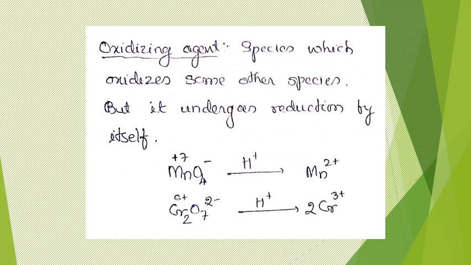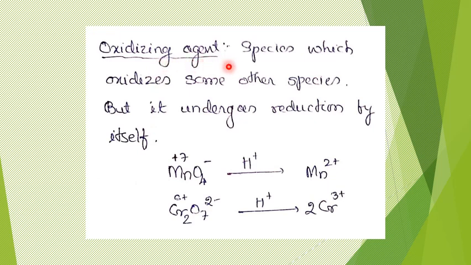Then we should know even this fact, what exactly is an oxidizing agent and what exactly is a reducing agent. An oxidizing agent is simply a species which oxidizes some other species. Usually, just on a lighter note, I take this analogy: a LIC agent, or life insurance agent, what he does is he makes a policy for others. Similarly, an oxidizing agent is a species which oxidizes some other species, right? But in turn it undergoes reduction by itself. This is a very important thing which should be kept in mind.